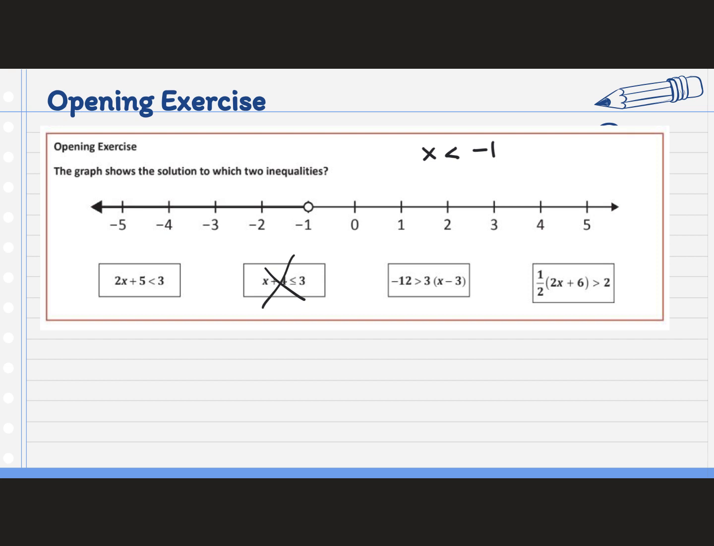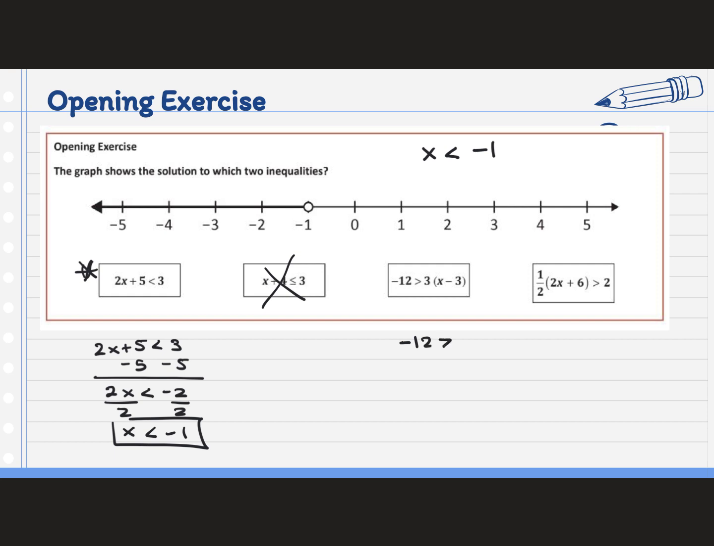So if we have 2x plus 5 is less than 3, we're going to subtract 5 from both sides. And I have 2x is less than -2. Divide both sides by 2, and x is less than -1. All right, so this first one we solved, actually, it is a solution to it.